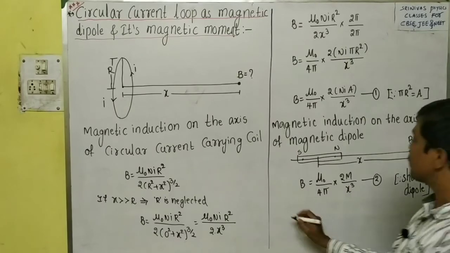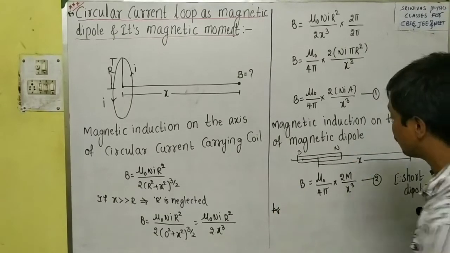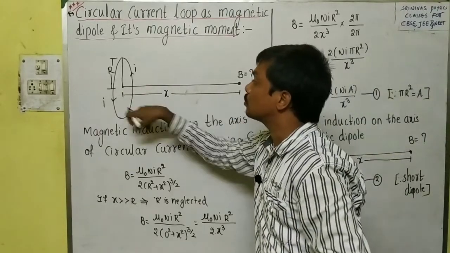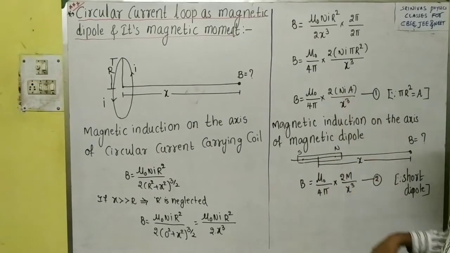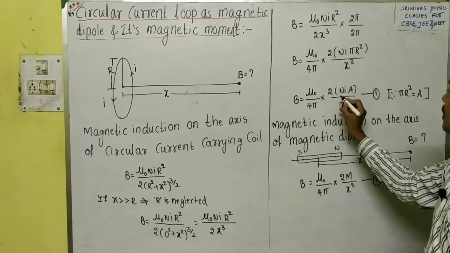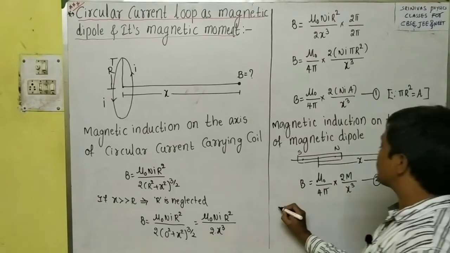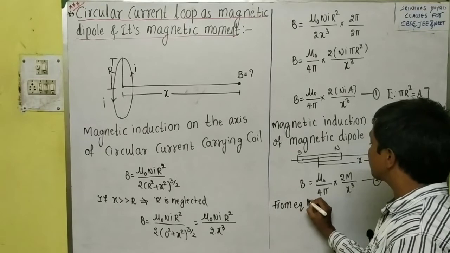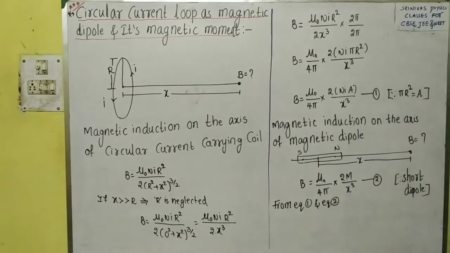And now from equation 1 and 2 we write one thing, right? What do we write from equation 1 and 2? The two are similar, right? This is the magnetic induction due to current loop and magnetic induction due to bar magnet. Both are similar, right? Mu naught by 4 pi, mu naught by 4 pi, 2, x cube, everything is same, but instead of capital M here NIA is there. That means from equation 1 and equation 2 I will write one thing. What will I write?